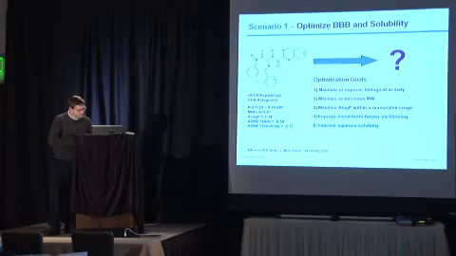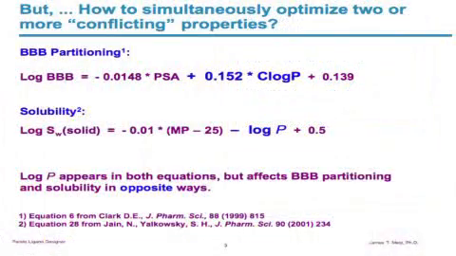Now, here's where this becomes difficult. Let's take, for example, the blood-brain barrier partitioning and solubility. If you look at two equations from the literature, this is equation 6, an equation predicting blood-brain barrier partitioning coming from Clark. This equation for solubility comes from the work of Samuel Yalkowsky at the University of Arizona. And if you notice, what's happening here is that the BBB partitioning would increase if we could somehow decrease the polar surface area of a molecule, but we want to increase the log P. But that works to our detriment in terms of trying to increase solubility.